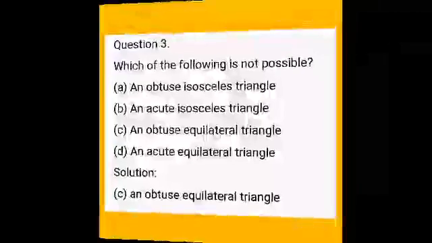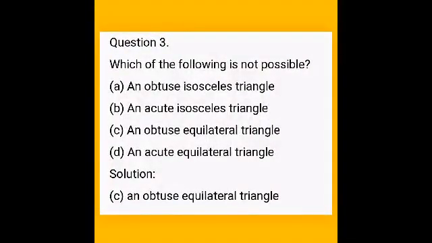The third question: which of the following is not possible? An obtuse isosceles triangle is possible. Second, an acute isosceles triangle is also possible. Then an obtuse equilateral triangle and an acute equilateral triangle. An acute equilateral triangle is possible, but an obtuse equilateral triangle is not possible. Obtuse means it moves to the left side a little, so it will not be an equilateral triangle. So the one which is not possible is an obtuse equilateral triangle.